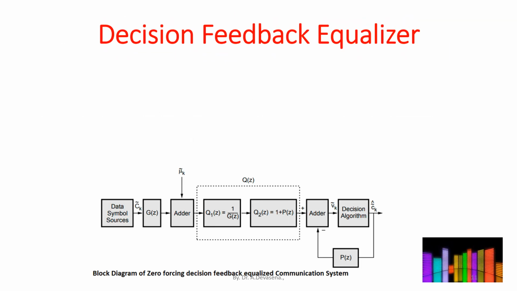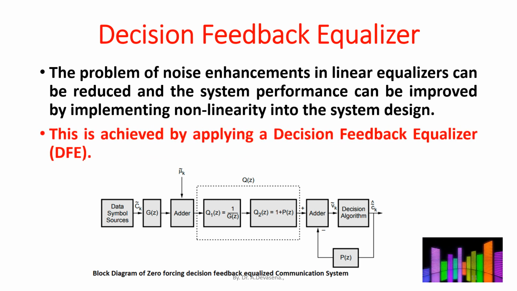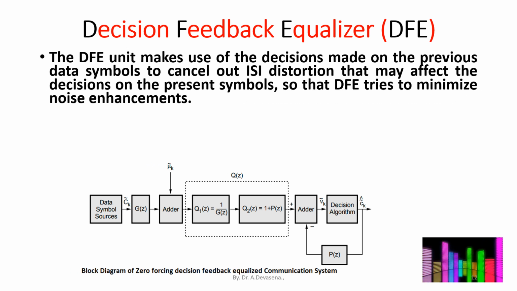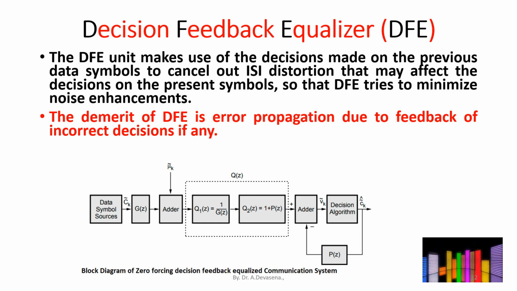Decision feedback equalizer. The problem of noise enhancements in linear equalizers can be reduced and the system performance can be improved by implementing nonlinearity into the system design. This is achieved by applying a decision feedback equalizer, that is DFE. The DFE unit makes use of the decisions made on the previous data symbols to cancel out ISI distortion that may affect the decisions on the present symbols, so that DFE tries to minimize noise enhancements. The demerit of DFE is error propagation due to feedback of incorrect decisions, if any.